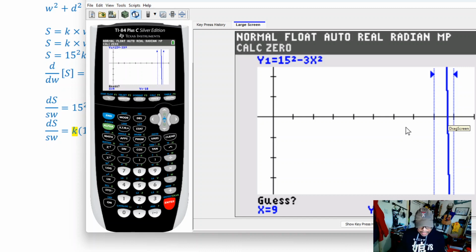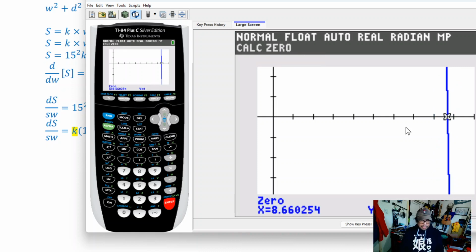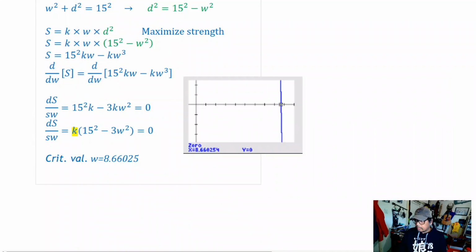The next one is a guess. Basically, just put any number in the middle there. I'll put 8.5, and it should come up with a 0 at 8.660. Let's take a screenshot of this. Okay, there's our critical value.